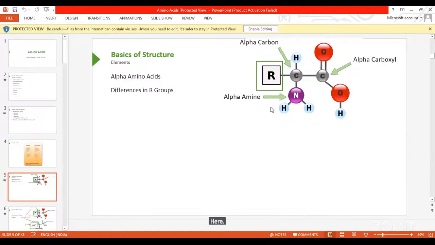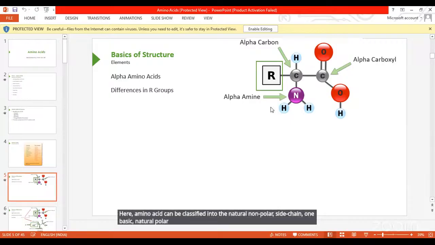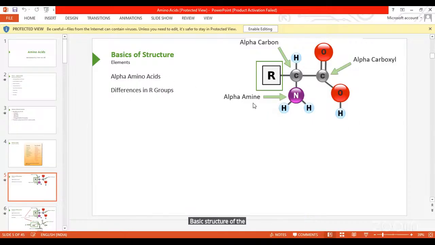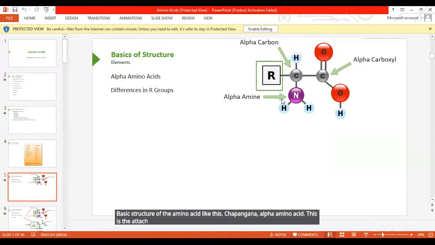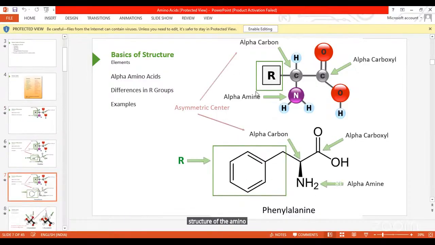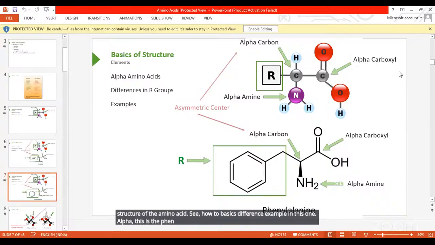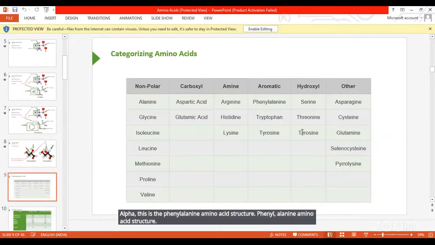Amino acids can be classified into neutral non-polar side chain, basic, neutral polar side chain; these are the different types. Coming to the basic structure of the amino acid. I told you, alpha amino acid. This is attached from here, that's why alpha. Here the difference is in the R group. This is the basic structure of the amino acid. See, different examples: this is the phenylalanine amino acid structure. Coming to the next one.